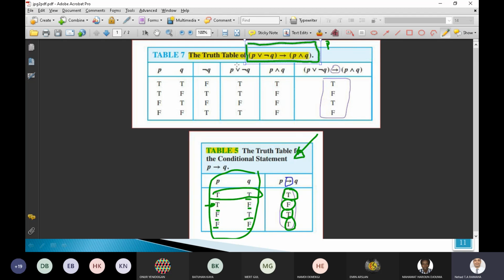So to find this one, which is the first part of the implication, I need P and not the Q. This is P and this is not the Q. Now I make an OR operation between P and not the Q.